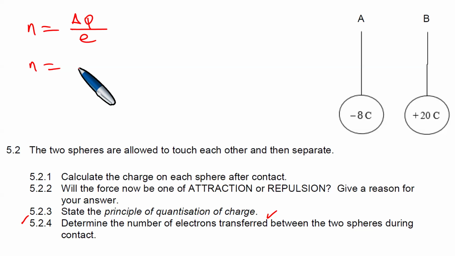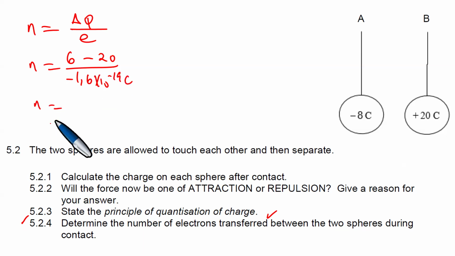Right, so the transfer of charge is going to be exactly 6 minus 20, divided by minus 1.6 times 10 to the minus 19 coulombs. And therefore, this is exactly 8.75 times 10 to the 19 electrons.